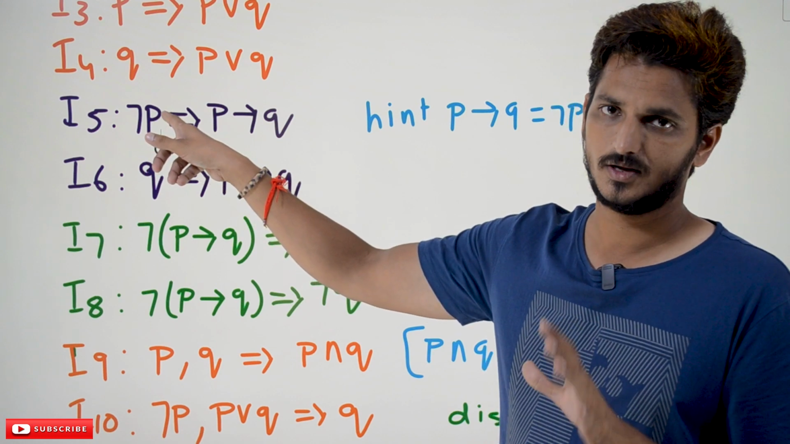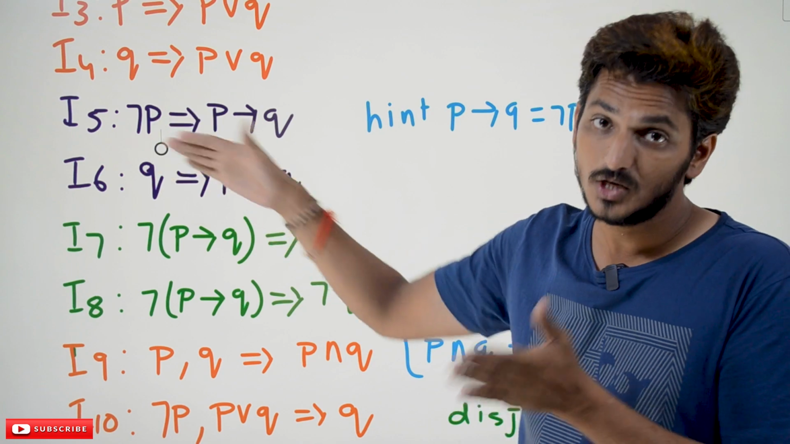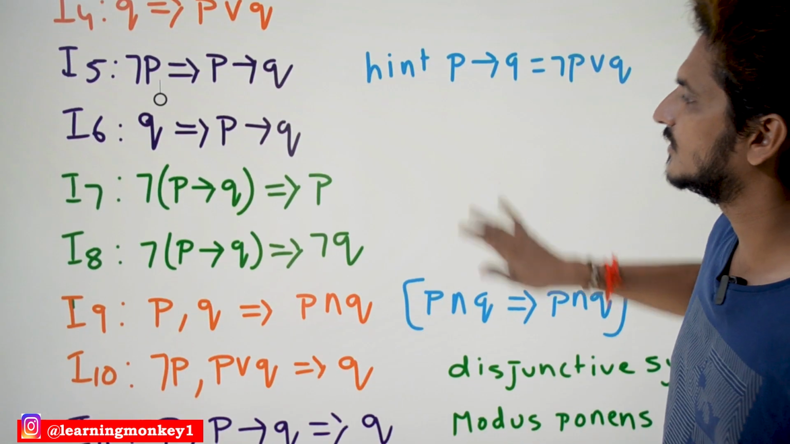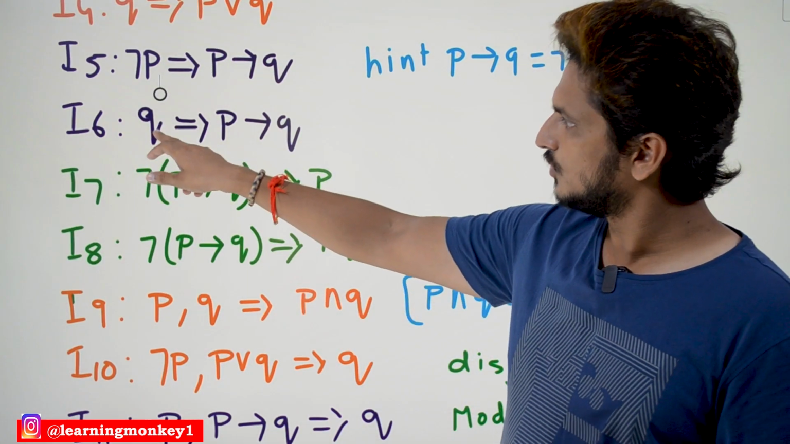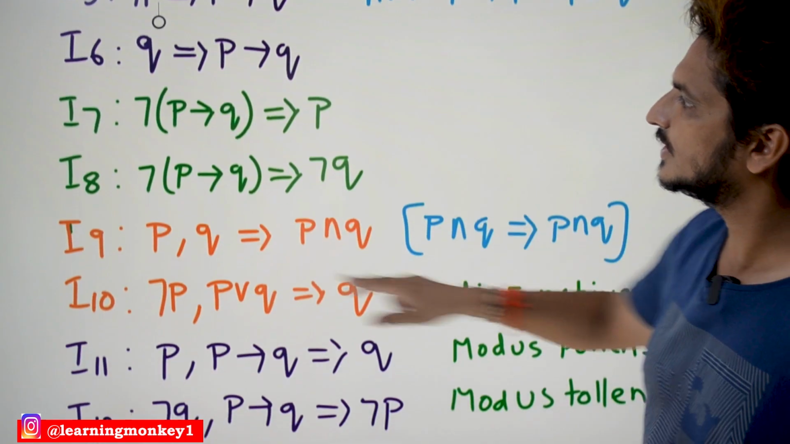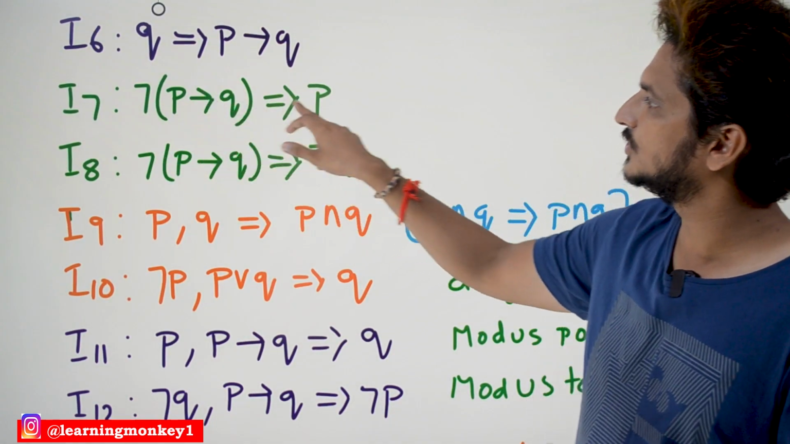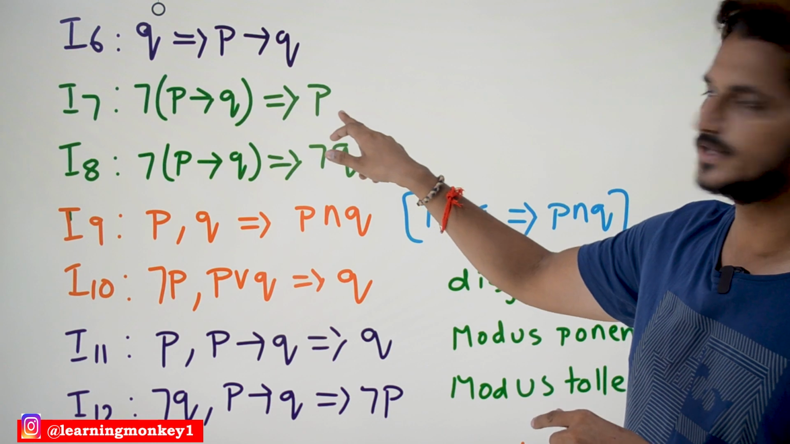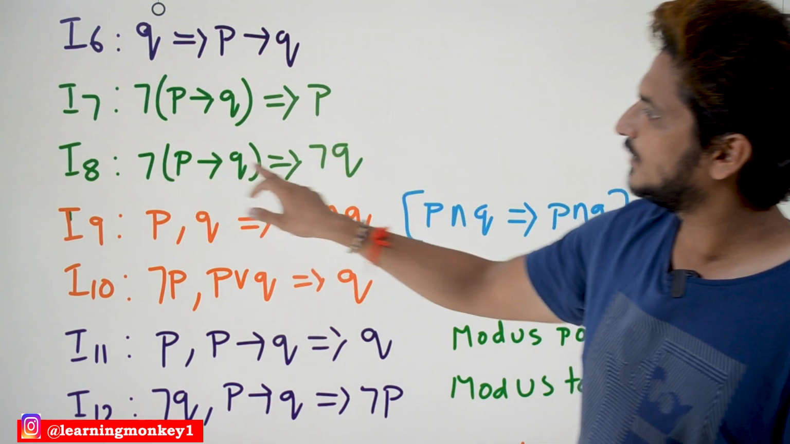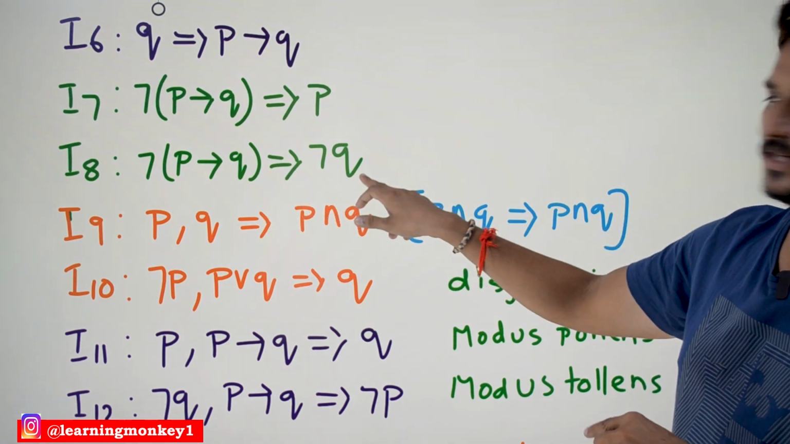Don't forget that point. Like that, you need to analyze the remaining things. Similarly, I6, the sixth formula, is: if Q tautologically implies P implies Q. The seventh one is: negation of P implies Q tautologically implies P. The eighth one is: negation of P implies Q tautologically implies negation Q.